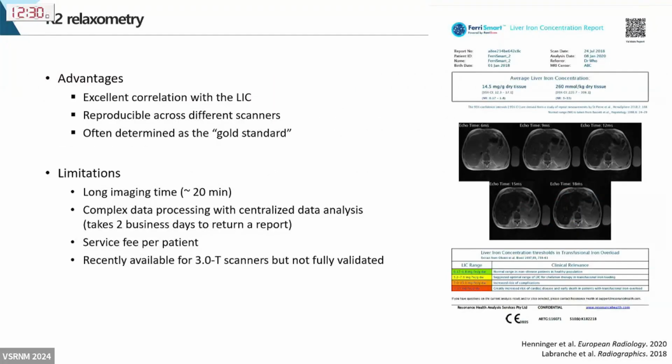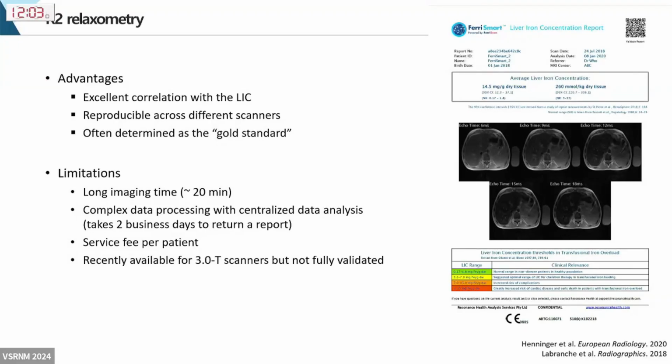R2 relaxometry shows excellent correlation within a wide range of liver iron concentrations, is reproducible across different scanners, and is often determined as the gold standard. But it requires a long imaging execution time, nearly up to 20 minutes, and complex data processing with centralized data analysis. So it takes 2 business days to get the result.